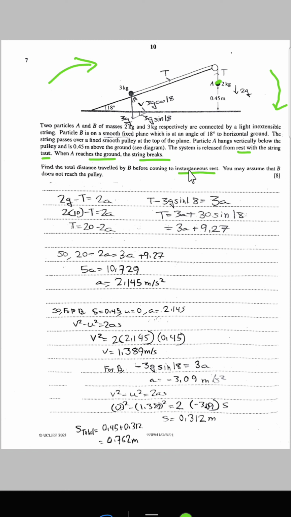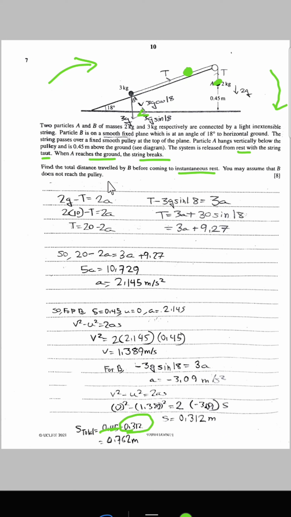Since it comes instantaneously to rest, first of all, it travels the same distance that is traveled by A, that is 0.45 meter. Then after the string breaks, due to its motion, it would keep moving upwards unless its downward weight component causes it to decelerate to 0, suppose at this point. So we have to find the distance when it comes momentarily to rest. We know the initial distance traveled by B, the distance when A is connected, is 0.45, and we need to find this distance.